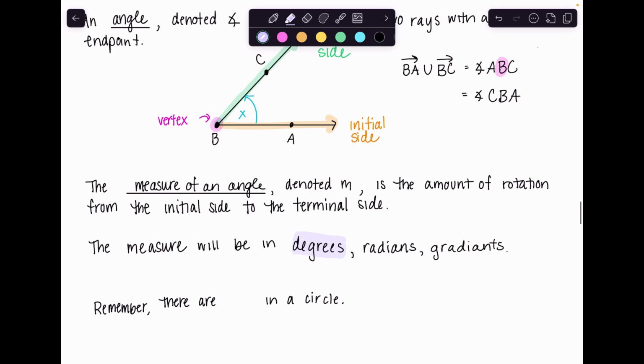In general, if you have one full rotation around a circle, remember that's going to be 360 degrees. So for us, we're really just going to focus on an angle being smaller than that. We're not going to worry about making multiple rotations or anything of that nature. We're going to focus just on small angles.